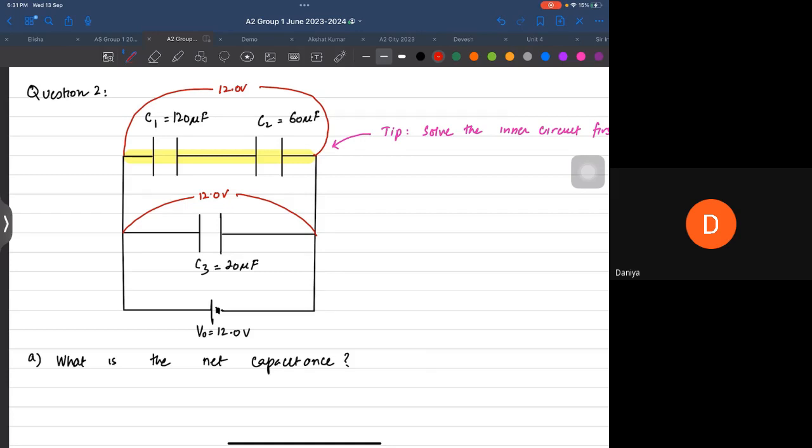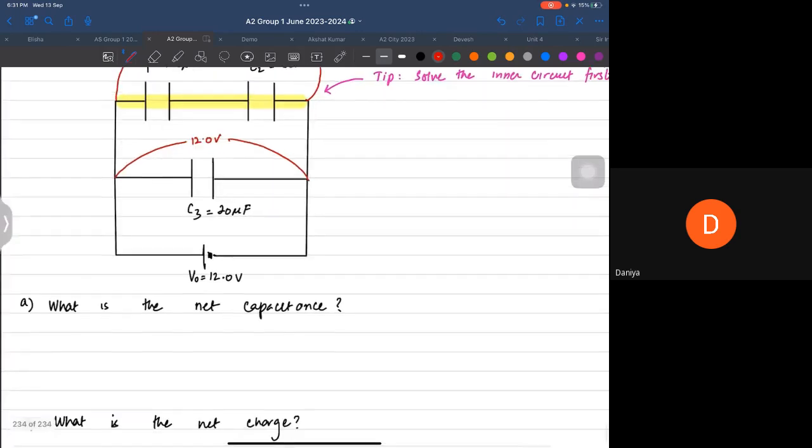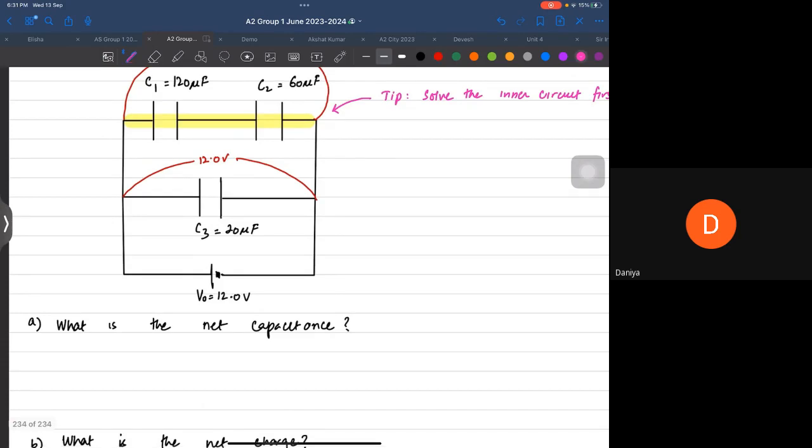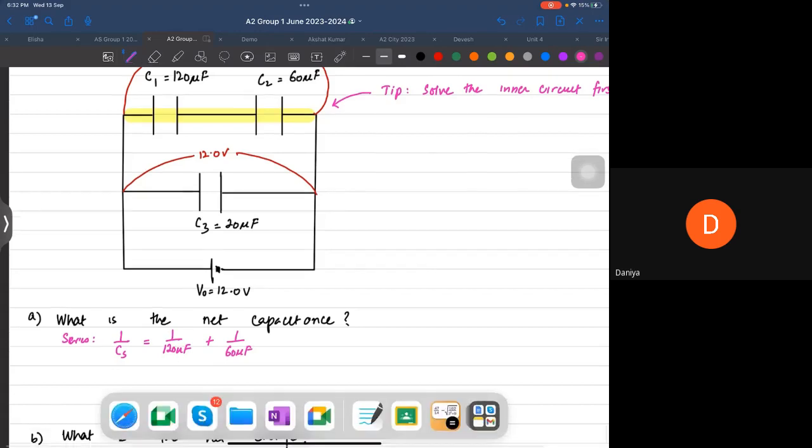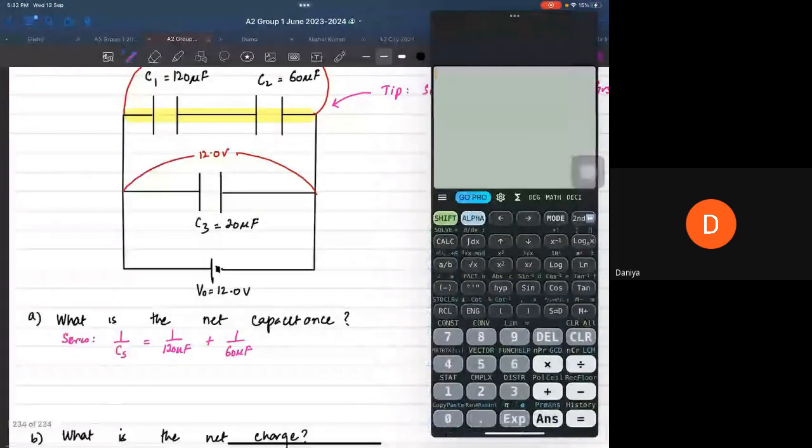Now to solve the first inner circuit, because we want to find the total capacitance, we know that this is in series. So let's find the capacitance in series. It equals 1 upon 120 microfarad plus 1 upon 60 microfarad. Just take out your calculator, write down 1 divided by 120 plus 1 divided by 60, and then take the reciprocal of the answer. So it's going to give you 40.